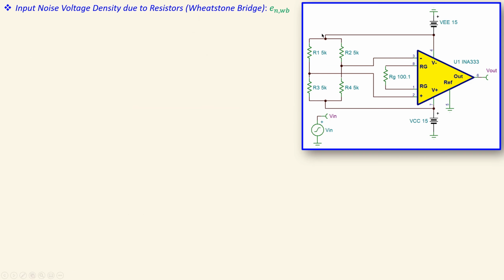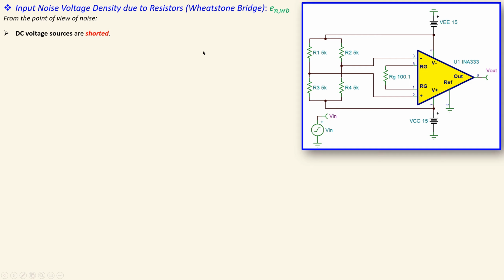So let's first look at the Wheatstone Bridge. We have the 3 or 4 resistors here. Of course, looking from the point of view of a noise analysis, the DC sources will be shorted. So all DC sources will be disabled. It means in this case the voltage sources, VEE and VCC, will be a short. That creates a ground here and also a ground there.